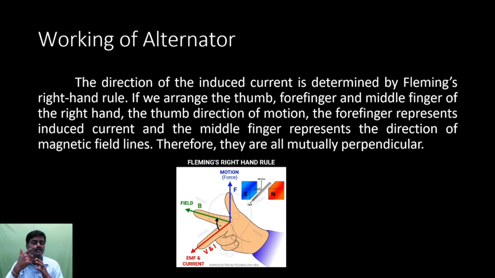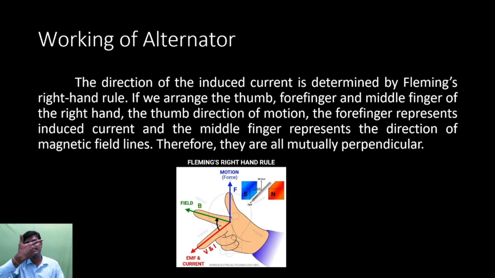Suppose it is a single coil, in between the poles we are having the single coil, and I can move it upwards or downwards. Suppose I am moving the coil upward, what is the current flow inside the conductor? When I am moving downwards, what is the current direction inside the coil? That thing is known by means of Fleming's right hand rule.